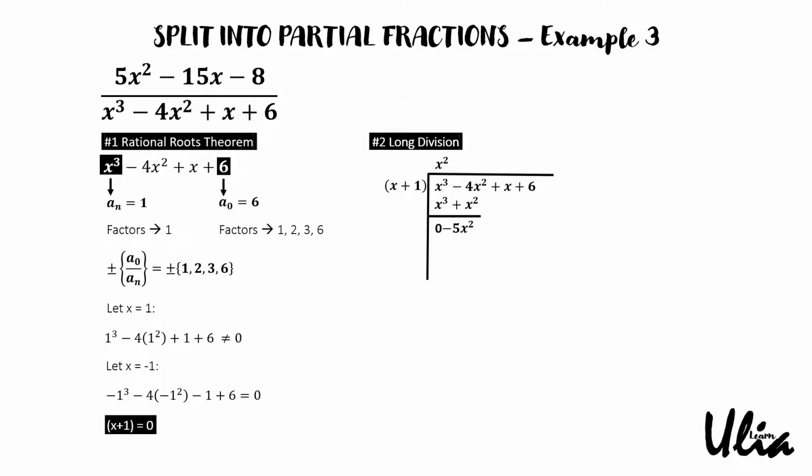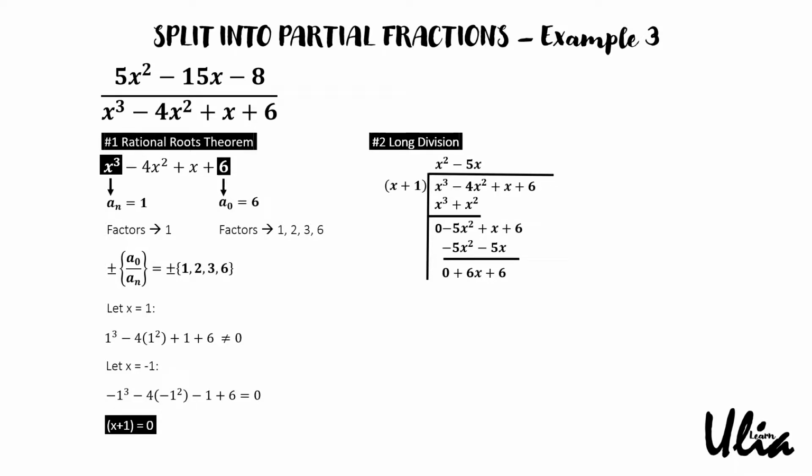You can see there are 2 more terms remaining, and that is x plus 6. Just drag it down, and now let's focus on the minus 5x squared term. I have to eliminate that, so it is minus 5x into x plus 1, that is minus 5x squared minus 5x. Get the difference and you'll get 0 plus 6x, and plus 6 is remaining again. So just drag it down, and here it's 6x plus 6.